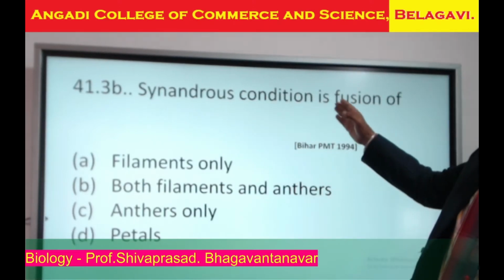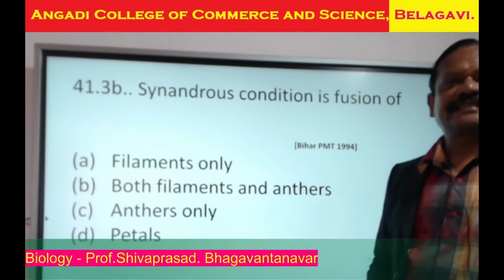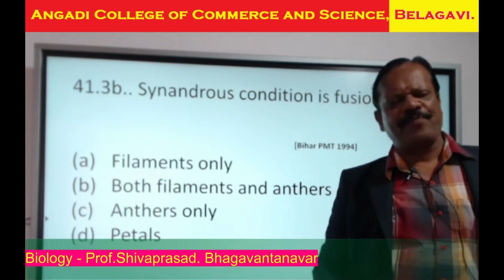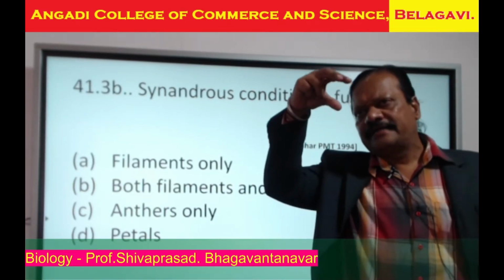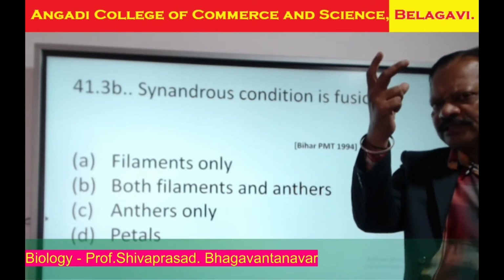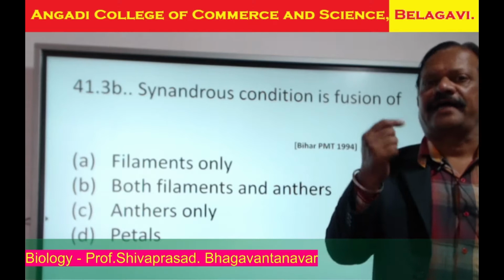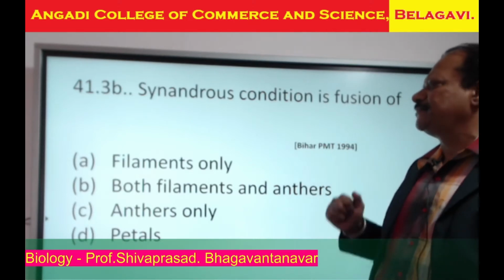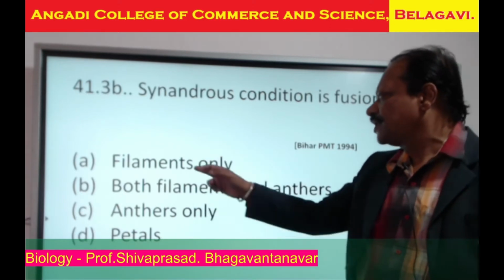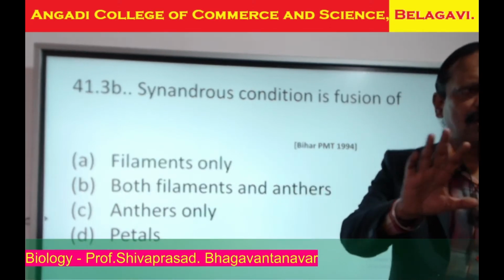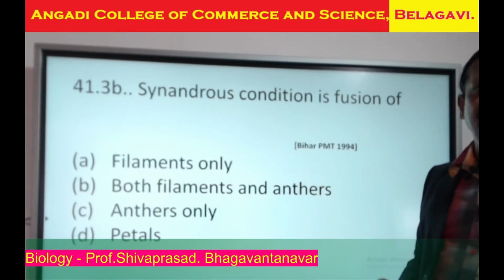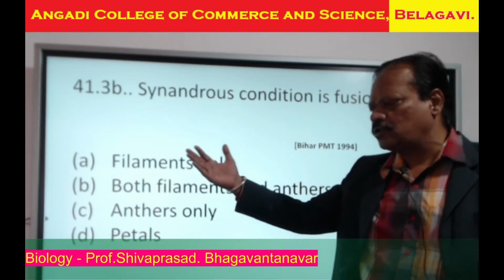Synandrous condition is fusion of. Synandrous condition. Here, the anther you people are knowing. At the upper side, the anther, at the lower side, it is producing a filament. The anther lobes are attached with the filament, with the connective. So, in case of this, what happens? Synandrous in the sense, we'll see the options. Filaments only. No, it is not a correct answer. Both filaments and anthers. Okay, I'll come back to B.